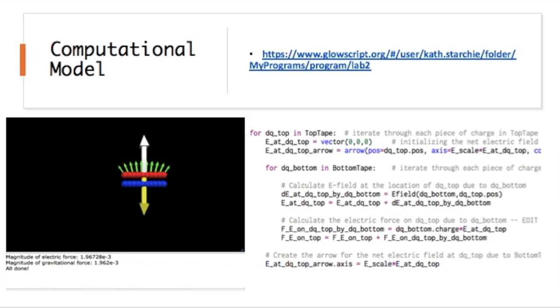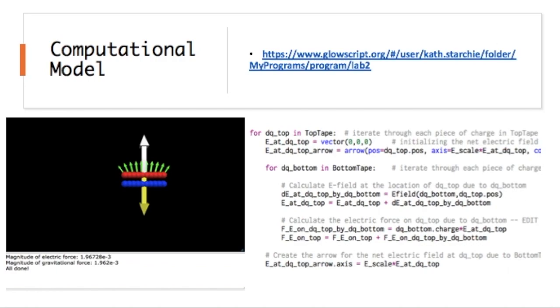The yellow arrow is the gravitational force that is also acting on the top tape, and that is the same across the tape. On the right-hand side, you can see the snippet of code that best shows how this was achieved. You need to iterate through each of the charges on the top tape, and within that, the charge on the bottom tape that corresponds to it, and calculate the electric field from the bottom to the top charge. Then you can sum them up to ultimately find the net electric field at the top due to the bottom.